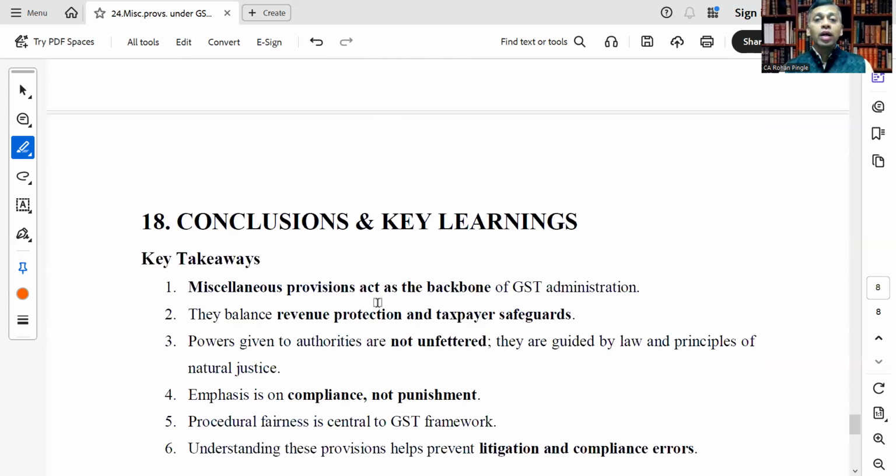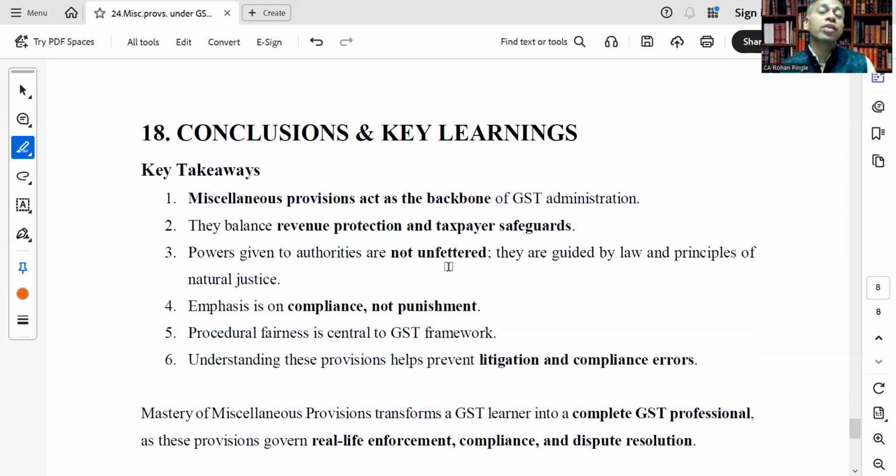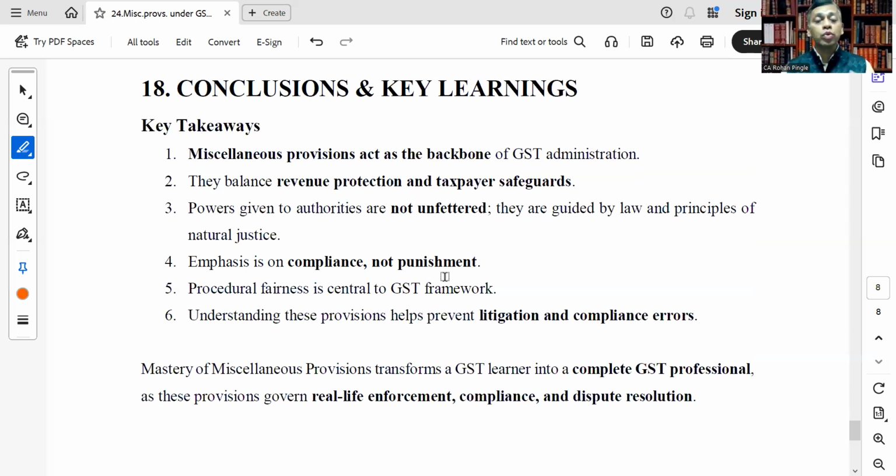Now we are moving to the conclusion and key learnings from today's takeaways. And with this, this is the end of the GST Relearn series. Okay, so let's see the key takeaways from today's learning.